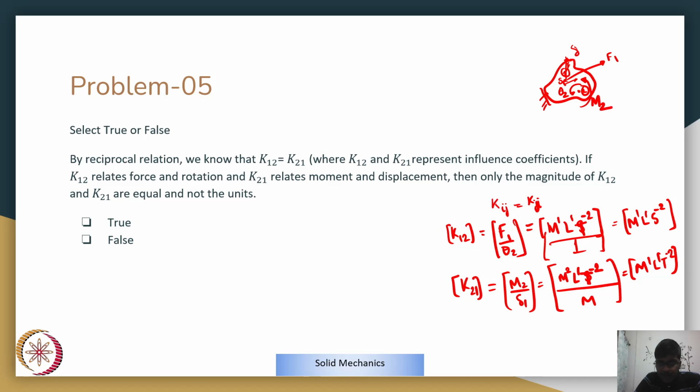So this given statement, which says that only their magnitude is equal but their units are dissimilar, is wrong. So this statement is false.